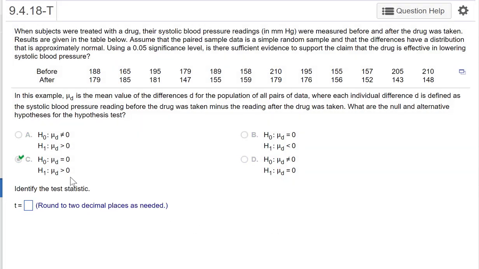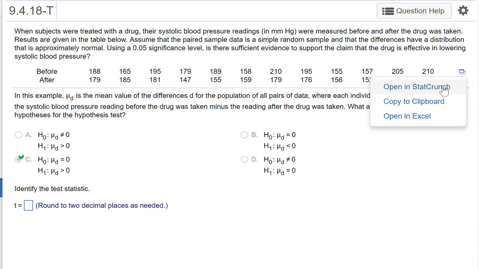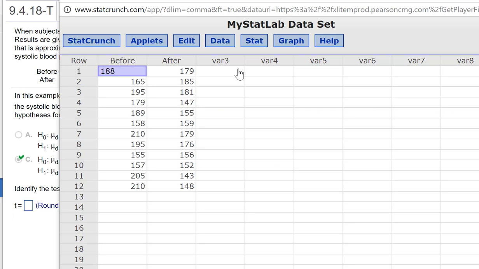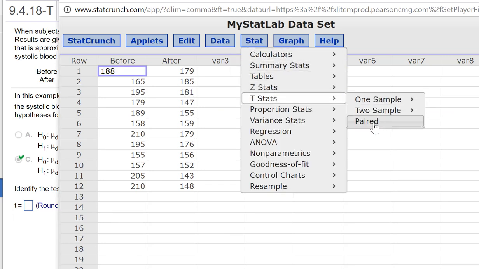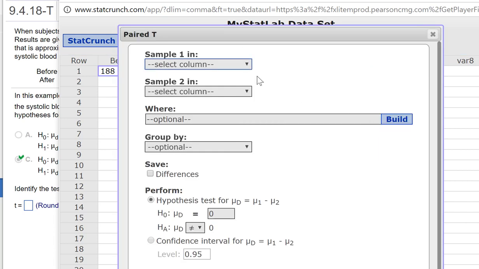Now let's go ahead and find the test statistic. And we do that using technology. Do not do these by hand. So open in StatCrunch. Okay, so it pulls it in. I'm going to go to Stat, T-Stat, and Paired. So we'll do before in column 1, after in column 2.